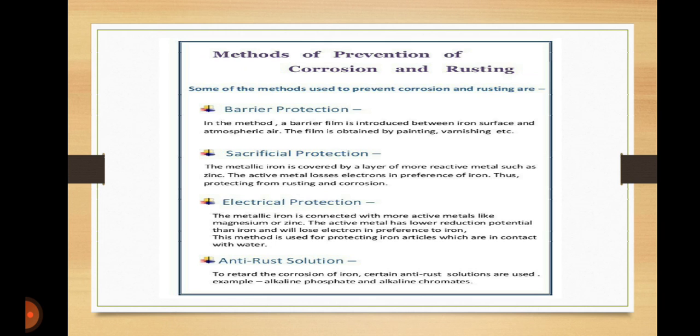The third one is electrical protection. The metallic iron is connected with more active metals like magnesium or zinc. The active metal has a lower reduction potential than iron and will lose electrons in preference to iron. This method is used for protecting iron articles which are in contact with water. And the fourth one is anti-rust solution. To retard the corrosion of iron, certain anti-rust solutions are used, for example, alkaline phosphate and alkaline chromates.